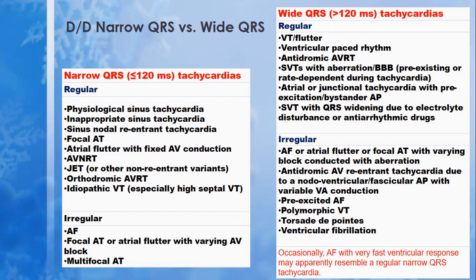Wide QRS complex may be present when the pulse is regular. In that case, it may be due to ventricular tachycardia or flutter, ventricular paced rhythm, antidromic AVRT, supraventricular tachycardia with aberration, atrial or junctional tachycardia with pre-excitation, supraventricular tachycardia with QRS widening due to electrolyte disturbance. This may overlap. So there may be QRS widening, or due to some antiarrhythmic drug, the QRS may be widened. Irregular rhythm occurs with wide QRS complex in case of atrial fibrillation, atrial flutter, or focal atrial tachycardia with varying block, pre-excited atrial fibrillation, polymorphic VT, torsades de pointes, ventricular fibrillation, etc.